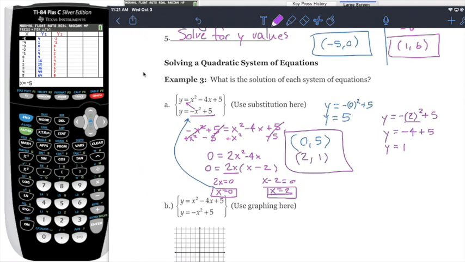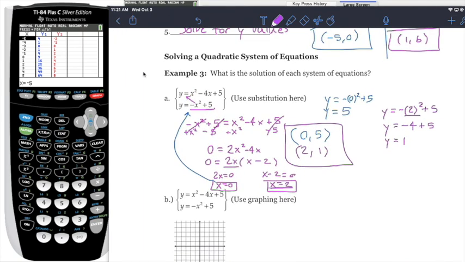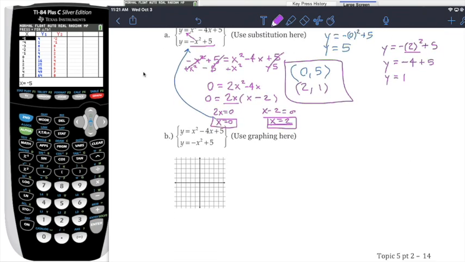So it's a lot of similar stuff. It's basically combining everything we know about systems of equations with what we know about solving x squared type graphs, or solving quadratics. So that is that there.